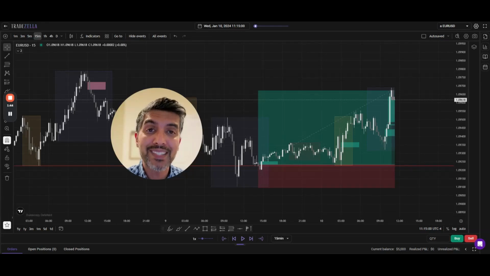This trade worked because price did exactly what it often does. It ran previous day's low before reversing.